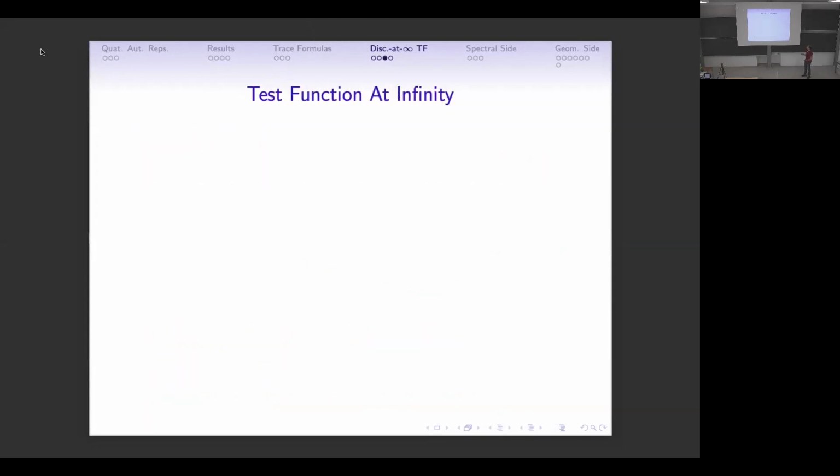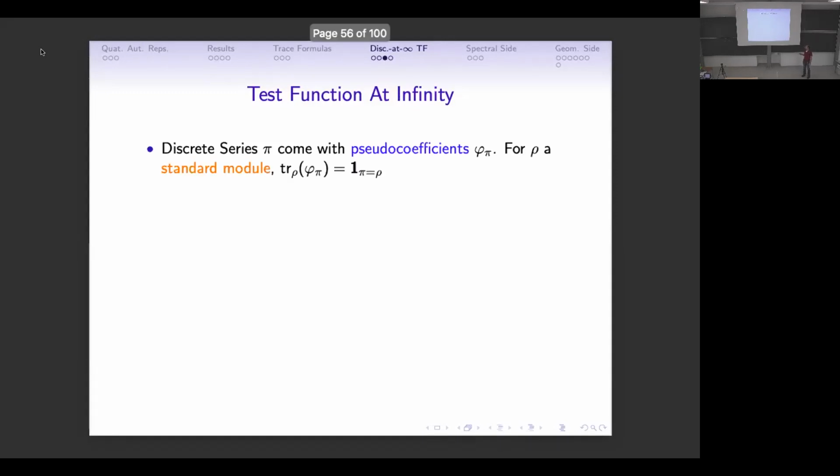Okay, so how does this work? This trace formula works by plugging in a specific test function at infinity. Discrete series pi come attached with functions called pseudo-coefficients that I'm going to denote by phi pi. How a pseudo-coefficient is defined is that for all standard modules, the trace against the standard module of phi pi tells you exactly whether that standard module is a discrete series or not. The key point is that this only works for standard modules, not for irreducible modules, so it's a little more complicated than what a matrix coefficient would be.